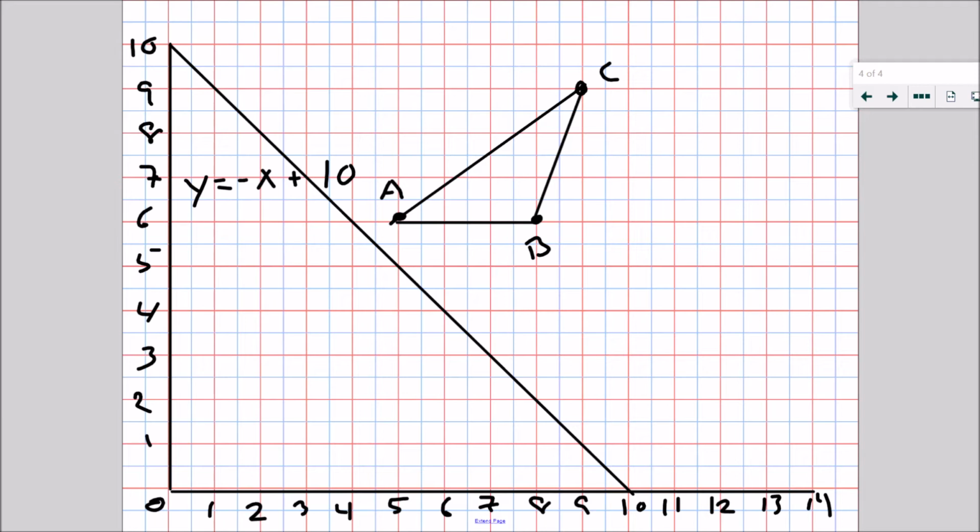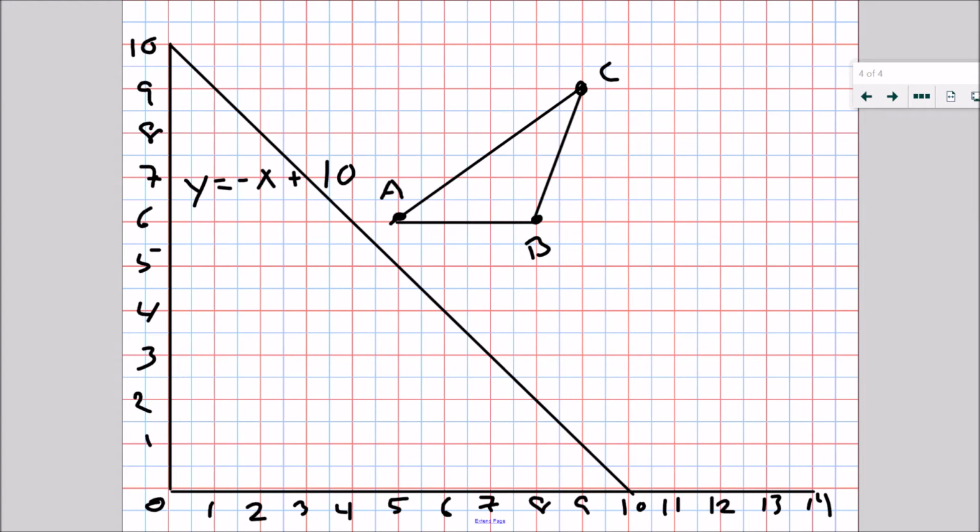Negative 0 is 0. There is no negative 0. Plus 10 is 10. So 0, 10. Negative 1 plus 10 is 9. When x is 1, y is 9. Negative 2 plus 10 is 8. When x is 2, y is 8. Negative 3 plus 10 is 7. When x is 3, y is 7.